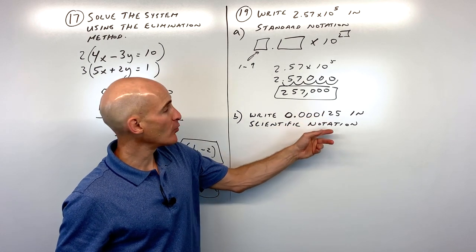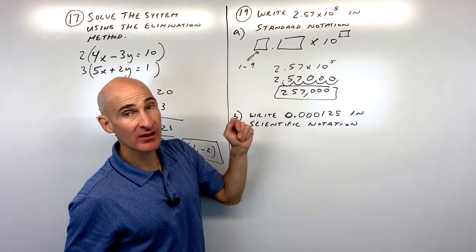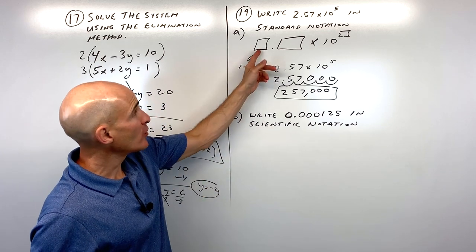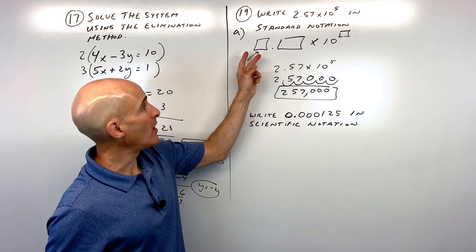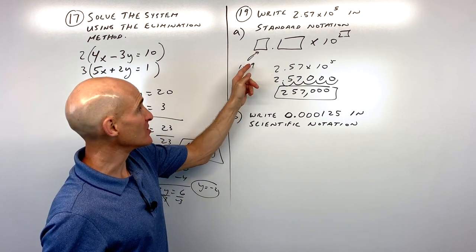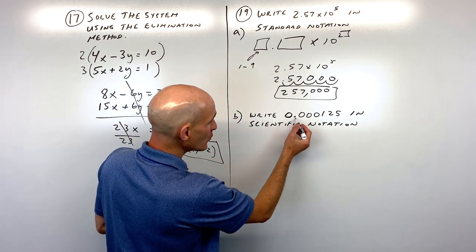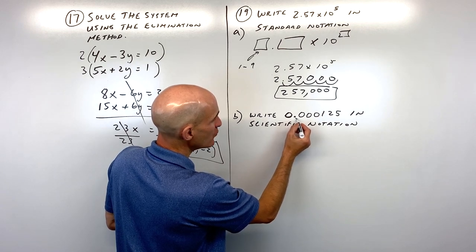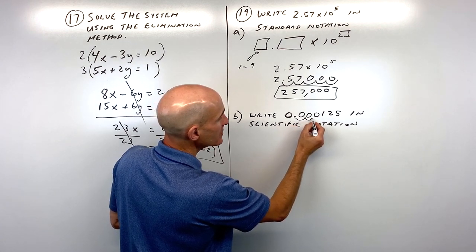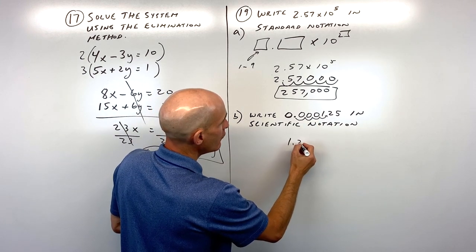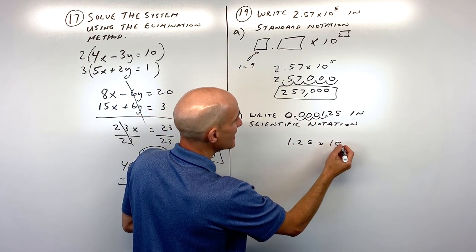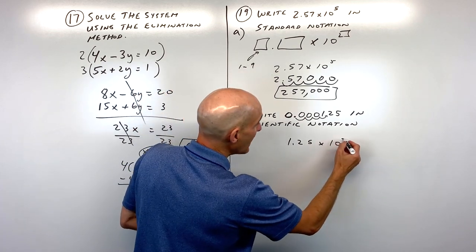We have a standard number. We want to put it into scientific notation like so. Again, we only want that single digit between 1 to 9 in front of the decimal point. We don't want two digits, three digits, right? No digits. We want just a single digit. So what I'm going to do is I'm going to say, well, how many places would I have to move this decimal point? 1, 2, 3, 4 places. That's 1.25 times 10 to the negative fourth.